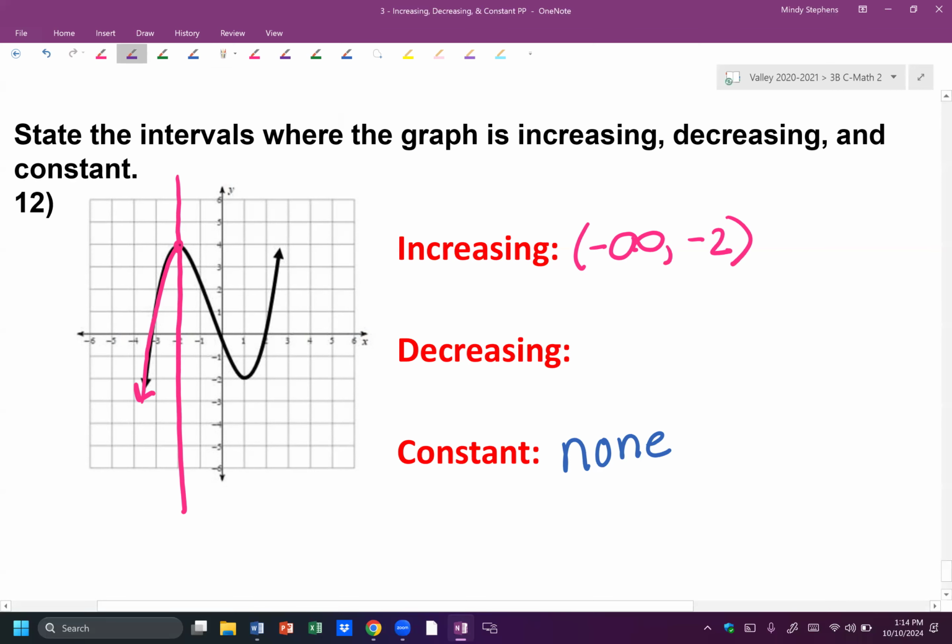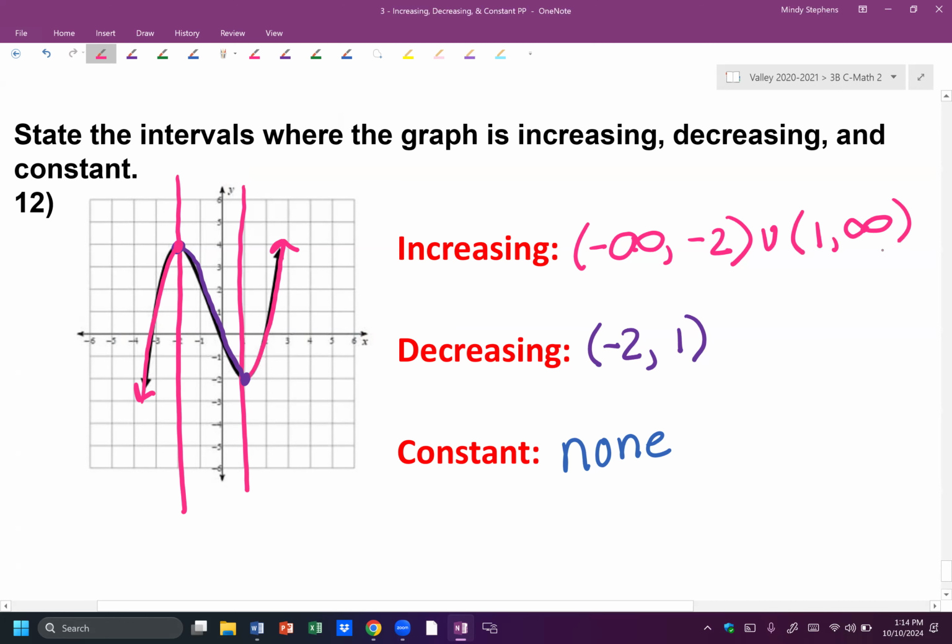Then we start to decrease, starting at the same spot. So it's decreasing from -2, and it goes down to the very bottom of that hill, which is right at this spot, which is at +1. So this line right here is at +1, and that's where it stopped to decrease. And then we start to increase, starting at that same line. So we're going to put a union, starts at 1, and it increases forever and ever and ever.